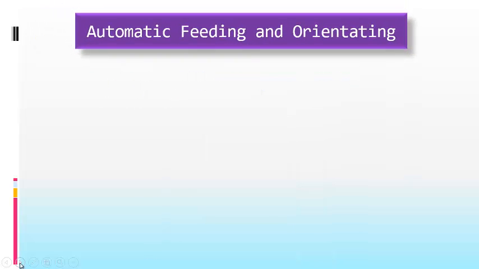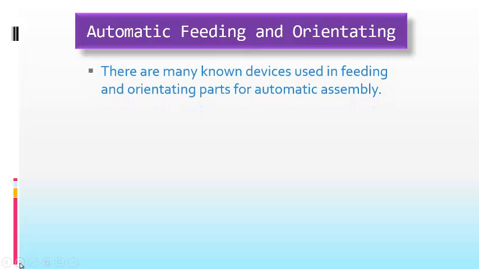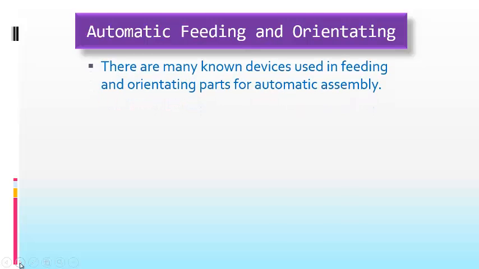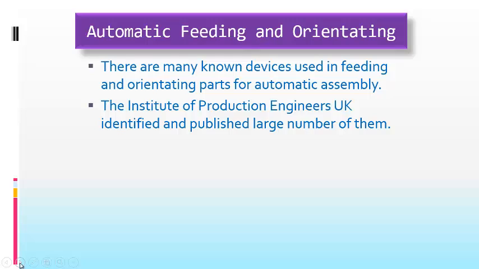Automatic feeding and orientating. We need to feed and orientate the parts, because if I want to assemble something, it should be fed from one place to another and orientated so as to be fixed in the correct position. There are many known devices used for feeding and orientating parts in automatic assembly. The Institute of Production Engineers UK published a large number of them. If you go back to the Institute of Production Engineers UK book, you will find plenty of those devices. Here I'm going to talk about some of them.